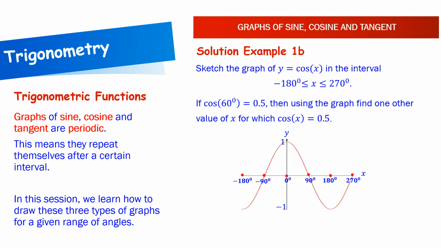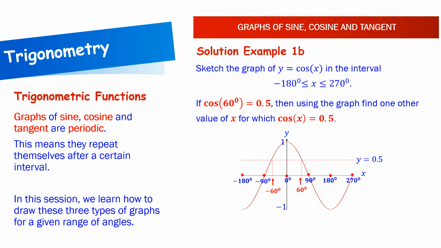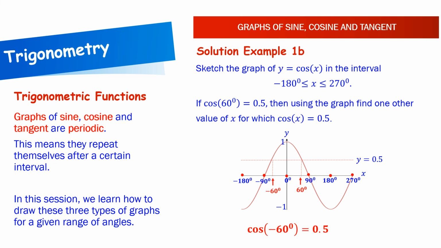Now if cos 60 degrees equals 0.5, then using the graph find one other value of x for which cos x equals 0.5. Here we've sketched the graph or the line of y equals 0.5. As you can see, it cuts the graph of cos x twice in this diagram. Once at 60 degrees and once at minus 60 degrees. So cos of minus 60 degrees is equal to 0.5.